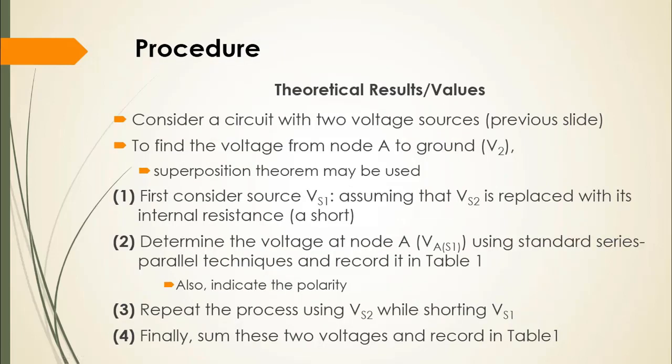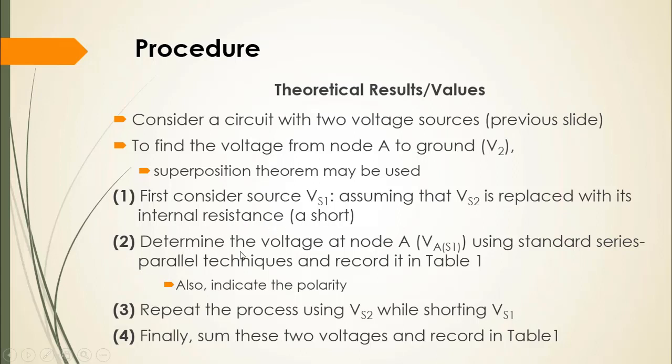The procedure for performing this lab is such that, first of all, we have to calculate the theoretical values. So we consider a circuit with two different voltage sources, as you have seen in the previous slide. Now, to find the voltage from node A to ground, which must be equal to V2, we can use the superposition theorem. First, we consider the source voltage VS1, assuming that VS2 is replaced with its ideal internal resistance, means a short.